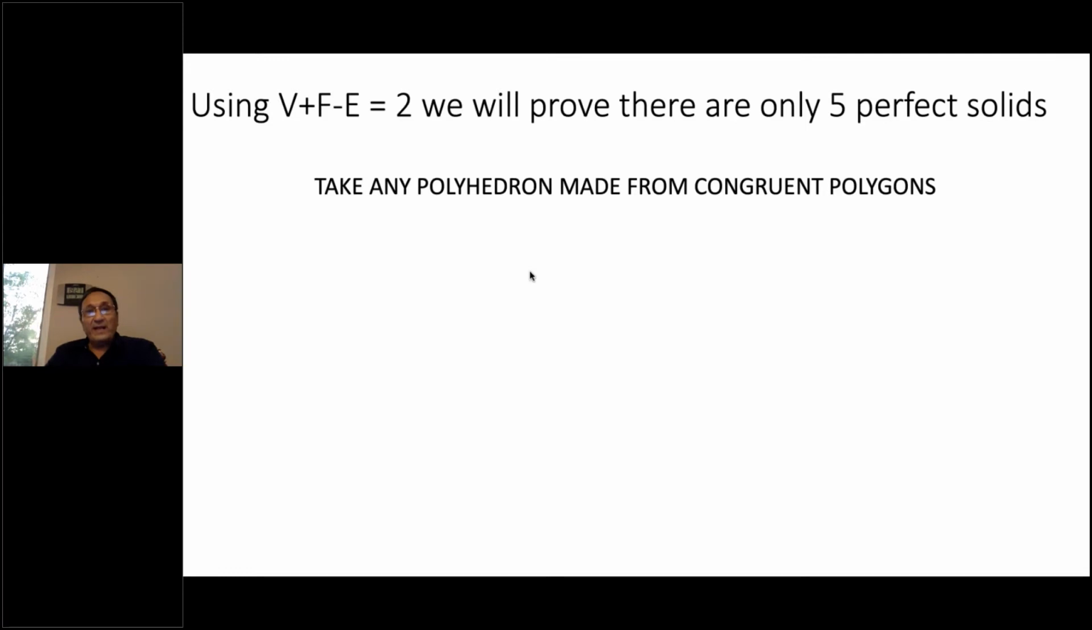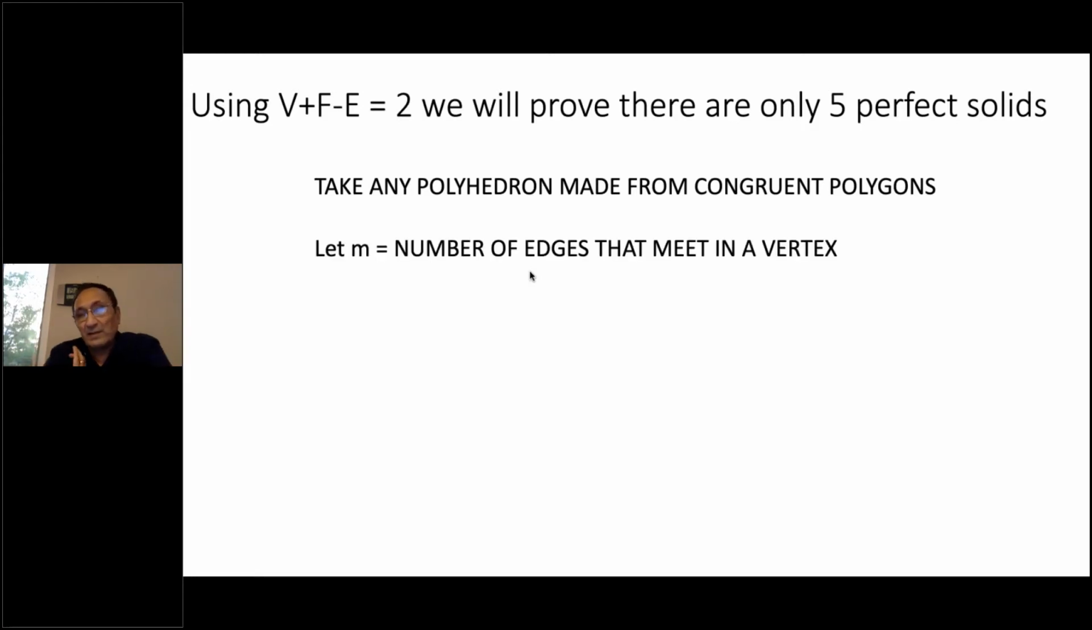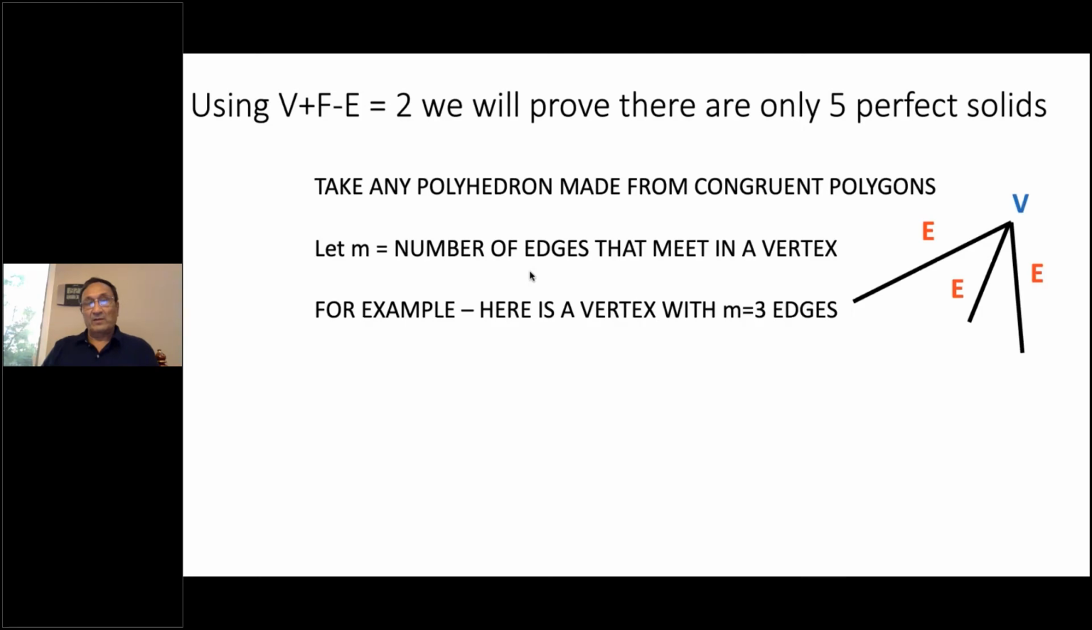So now let's take any polyhedron made from congruent polygons. Congruent polygons means that they are made from the same shape, right? The same size and shape. And this is a subtle slide. So let us say that m is the number of edges that meet in a vertex. So here's an example of a vertex with 3 edges.